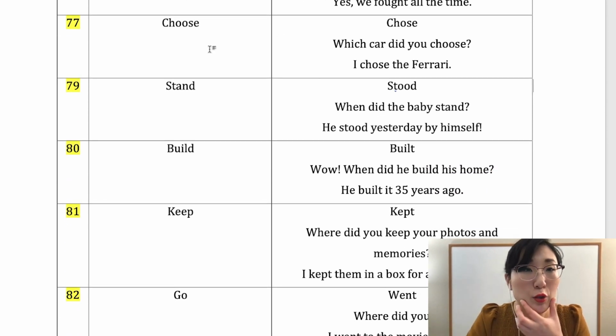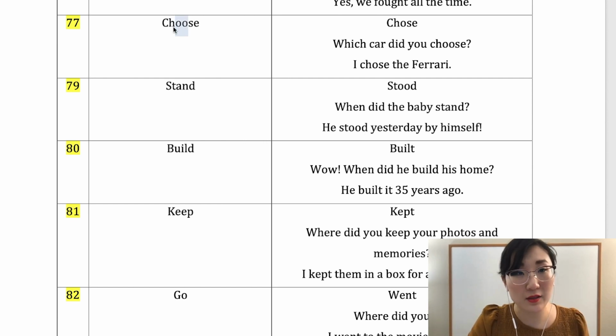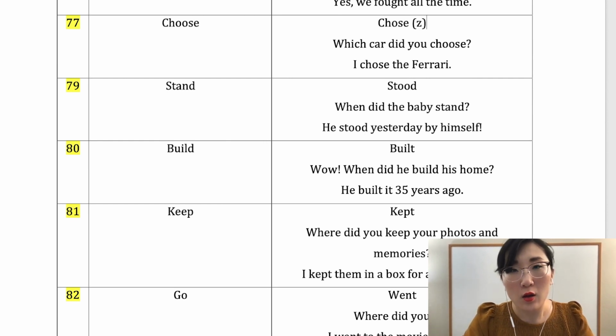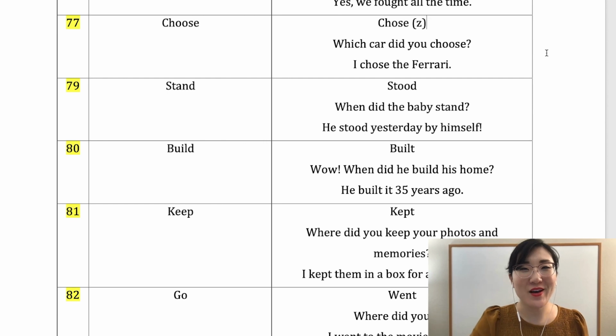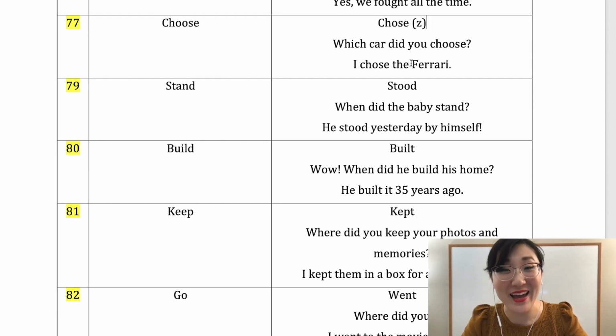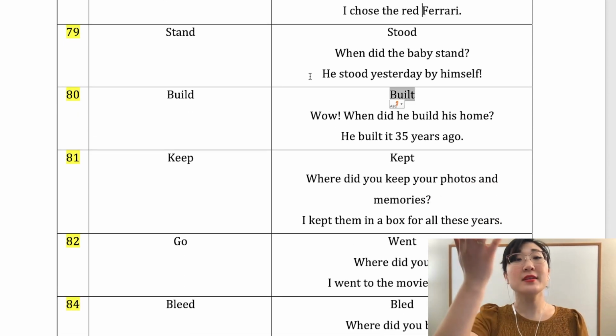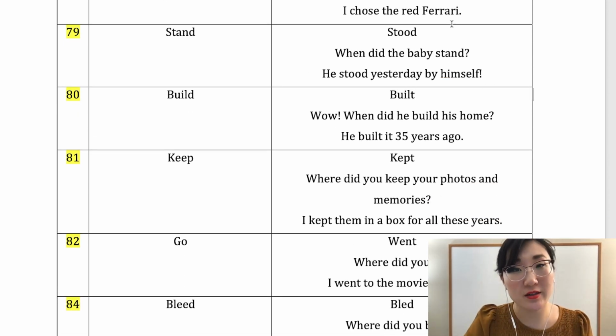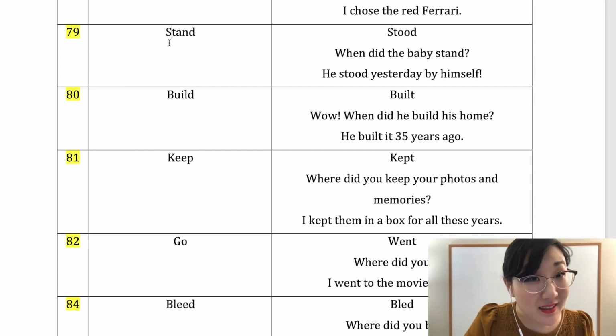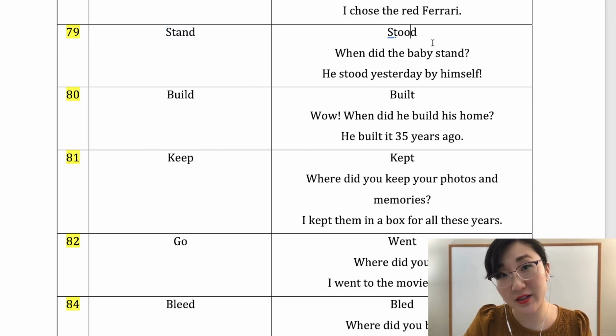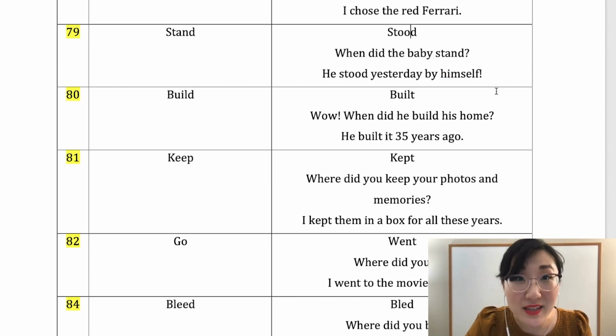Choose. Long vowel sound. Past tense, chose. Chose. Which car did you choose? Oh, I chose the red Ferrari. Haha. Okay, stand, stood. Like, do you understand? Oh, he understood. When did the baby stand? He stood yesterday by himself.